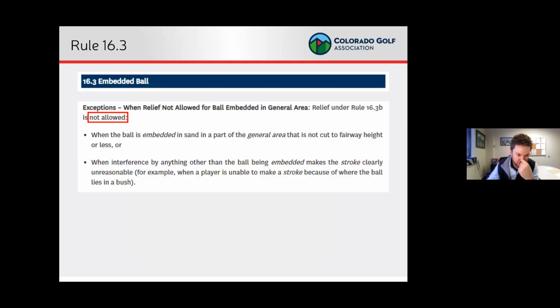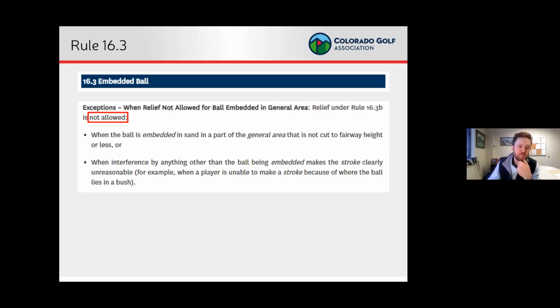So it also says when it's not allowed: when interference by anything other than the ball being embedded makes the stroke clearly unreasonable. You've seen this throughout this rule. For example, when a player's unable to make a stroke because the ball lies in a bush or behind a bush, maybe you can't make a stroke at it anyway, and you're not going to get out of jail just because the ball's embedded. If the ball wasn't embedded, you couldn't play it anyway. So you're not going to get relief if where the ball lies, you can't make a reasonable stroke at it. That's where it ends. You do not get relief.